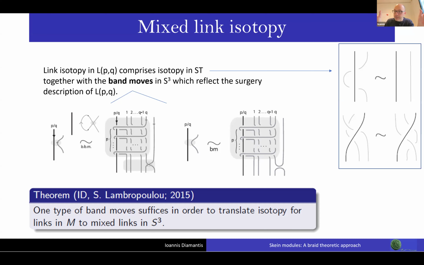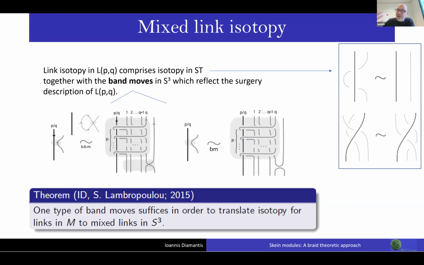You have the two types of band moves depending on the knot that you are using and the P over Q coefficient that you're using for the surgery. And we proved that only one move suffices in order to translate isotopy. And how did we do that? We proved that one move is a result of the other move plus some classical Reidemeister moves, or if you want, isotopy in the complement. So both moves would do. One has to choose whether he wants to use this one or this one. And in this talk, if I have the time, I will use both.